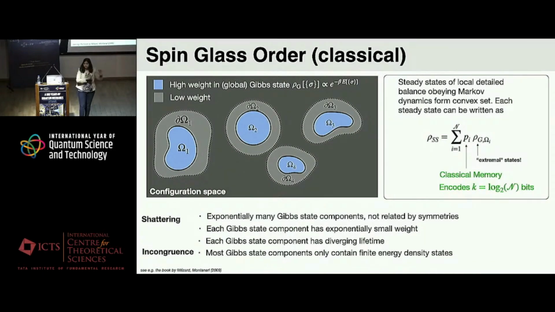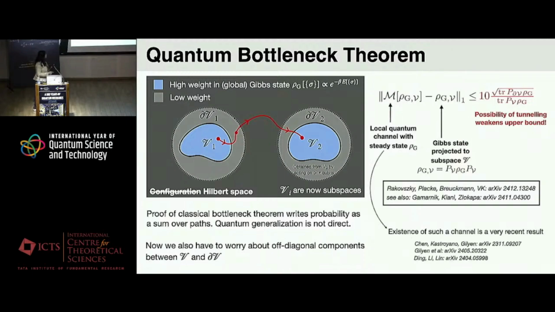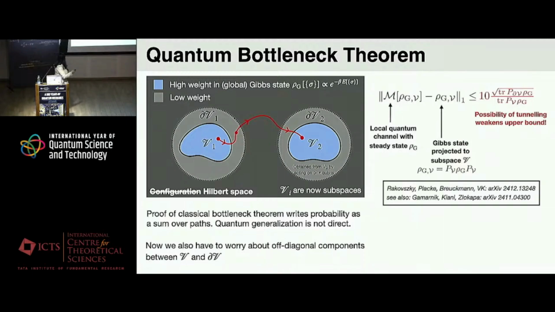Okay, so this is classical spin glasses, and much of what we did analytically using these code properties is to derive that you have these types of bottlenecked sets. Okay. So now I want to talk about a quantum bottleneck theorem.